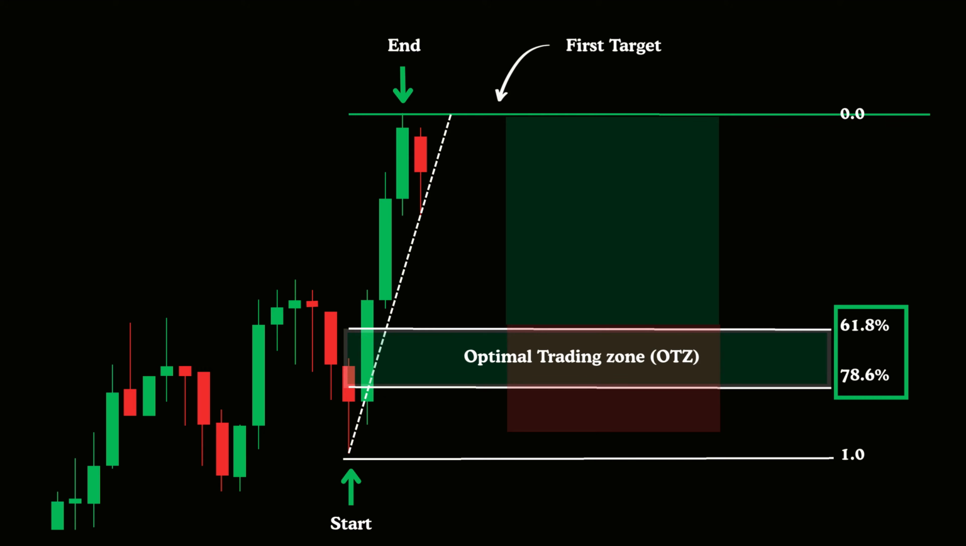If we enter within the OTE, our risk to reward setup becomes more favorable. We always aim to have at least a 1 to 2 risk to reward ratio, and that's why positioning within the optimal trading zone creates a higher return profile and a more logical trade.